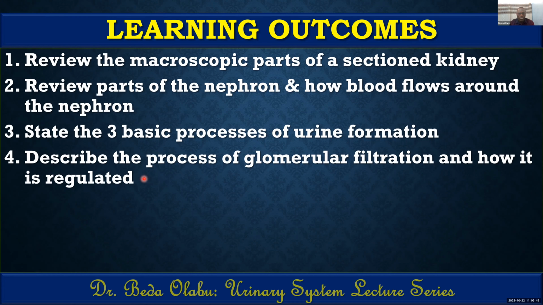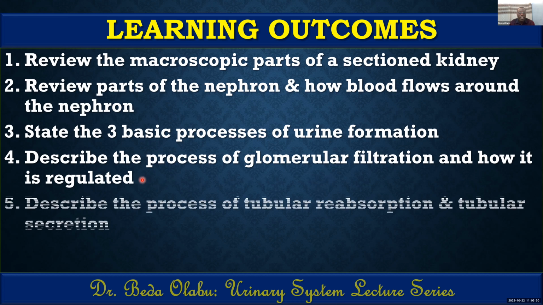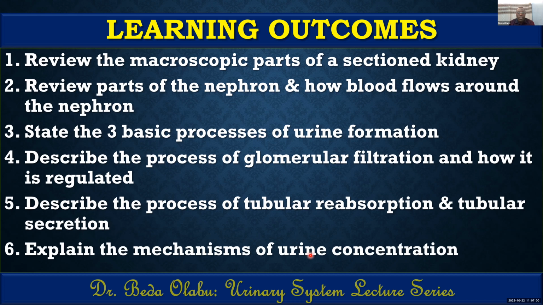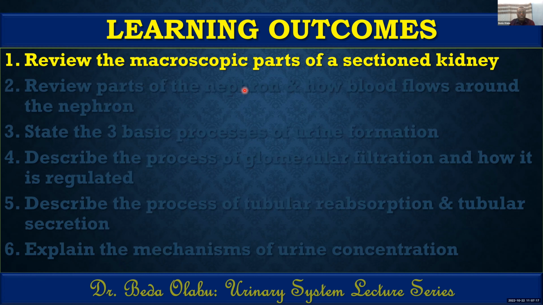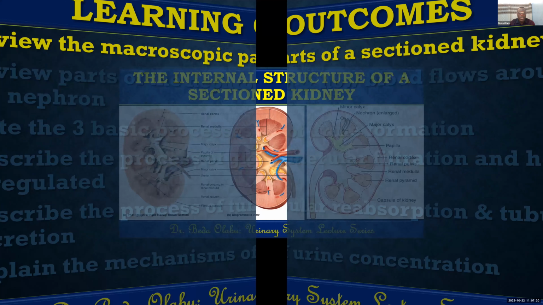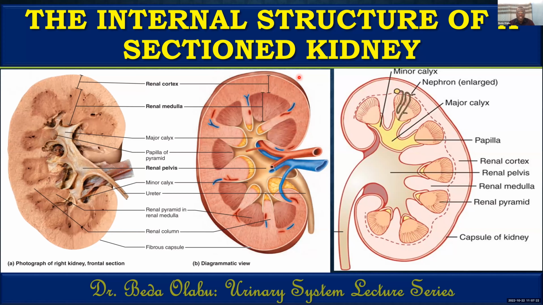So the first one is what we call glomerular filtration. We'll look at it and we'll see how it is regulated. And then the second one is tubular reabsorption. And the third one is tubular secretion. We'll also look at how that goes. We will finish with mechanisms of urine concentration. We are going to see why the kidney needs to concentrate urine and what mechanisms are available for that particular purpose.